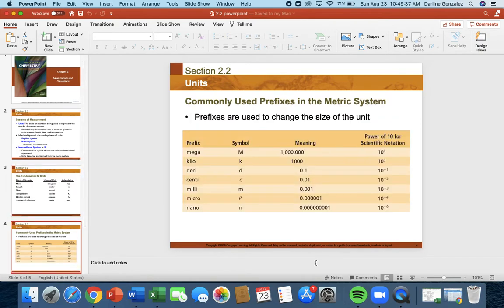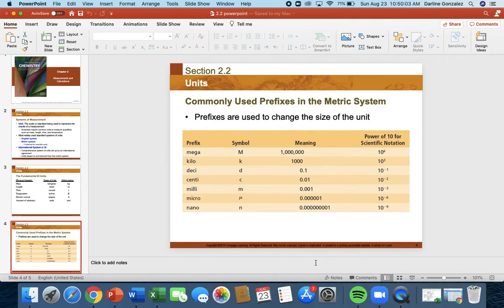Now, what are some units in the metric system? Again, we prefer to use these units compared to the English system. These are the prefixes that go with the metric unit. These prefixes change the size of the unit. They can either increase the unit by a lot or decrease it by a lot. And we're going to talk about unit conversions pretty soon as well.